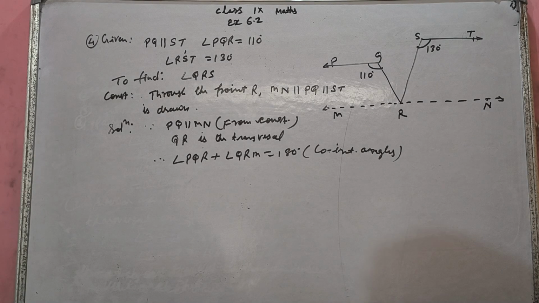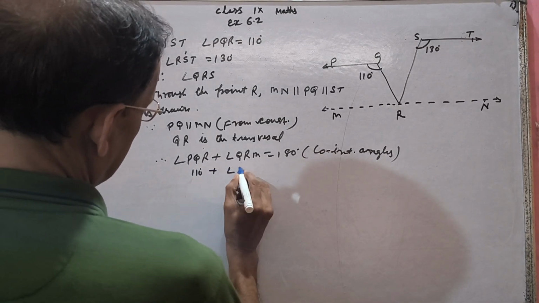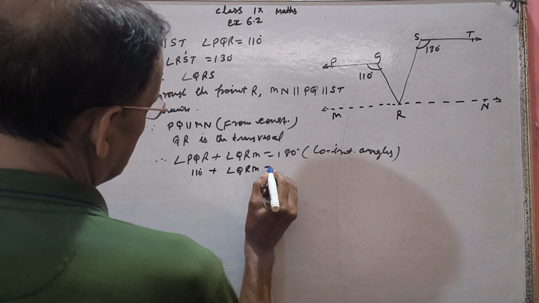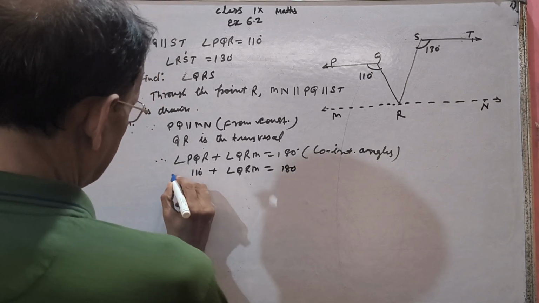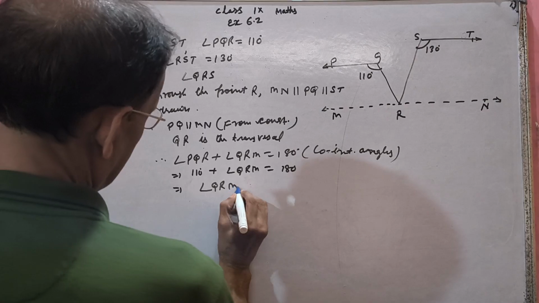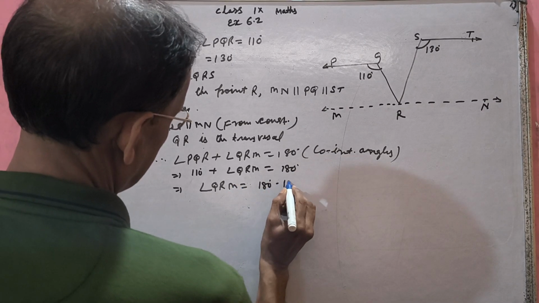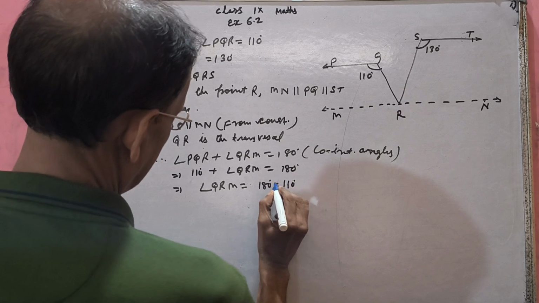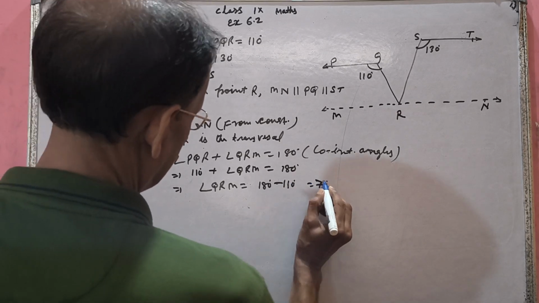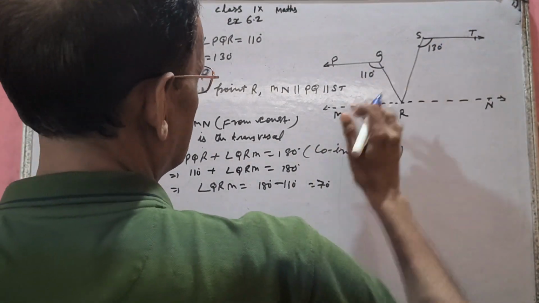Understood? You put the value of PQR, 110 degrees, plus angle QRM equal to 180 degrees, which implies angle QRM is equal to 180 minus 110. How much will you get? 70 degrees.